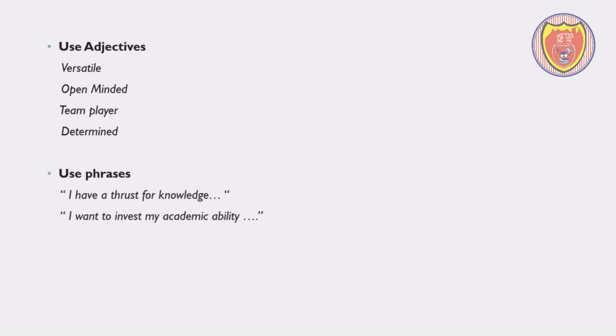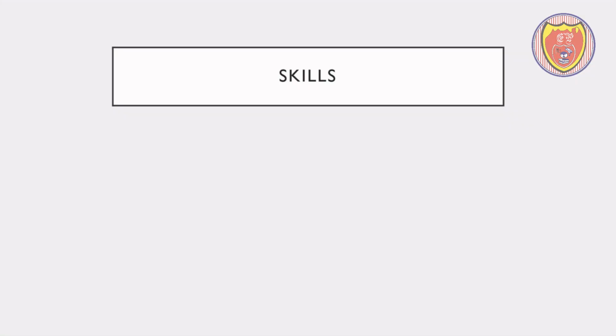Adjectives like I'm versatile, open minded, team player, determined, disciplined, etc. This will give you a more clear personality trait in front of the audience. Also, you can use phrases like I have a thirst for knowledge. I want to invest my academic ability in doing this job or in doing that, etc.